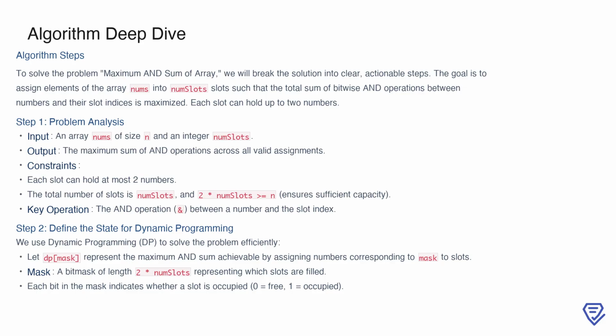To solve this efficiently, we use dynamic programming. The state is defined as dp[mask], where mask is a bit mask representing which slots are currently occupied. Each bit in the mask corresponds to a slot, and the value of dp[mask] represents the maximum AND sum achievable by assigning numbers according to that mask. This allows us to track assignments while ensuring we don't violate constraints like overfilling slots.